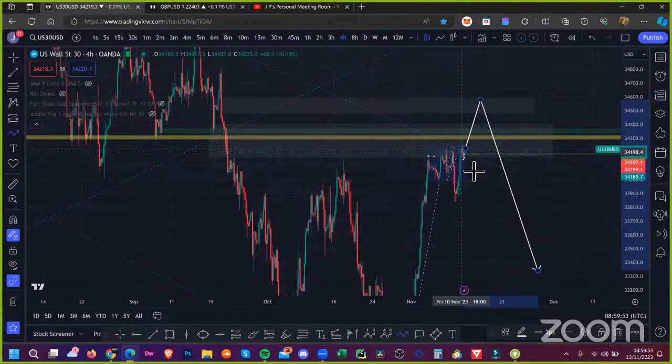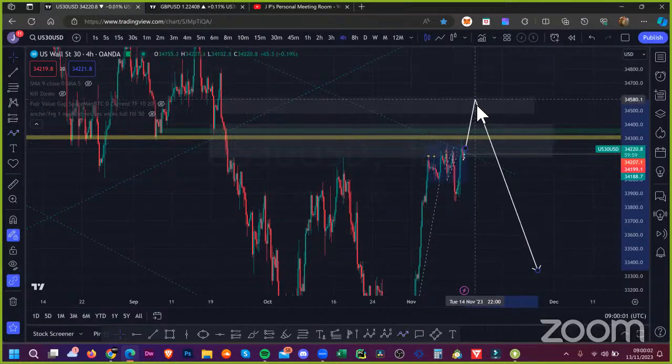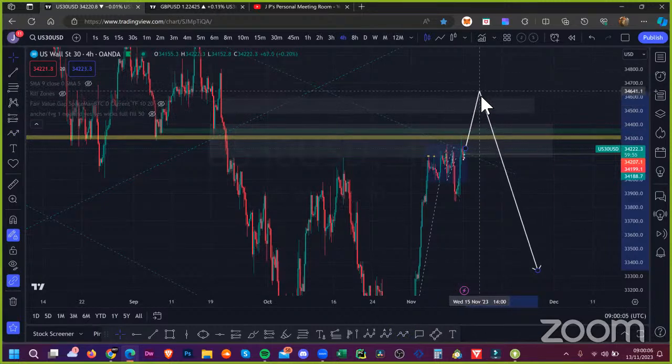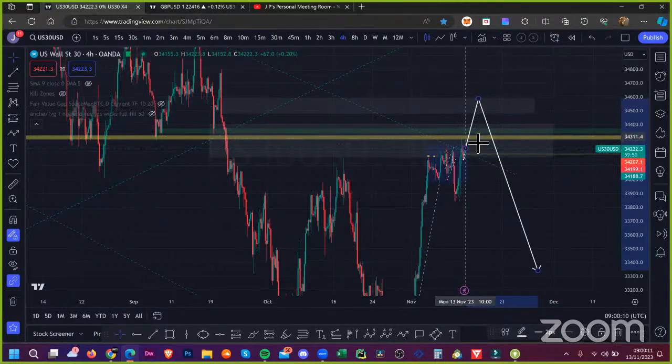Personally, with the US 30, I'm not going to be in any way, shape, or form trying to buy this market until we clear this kind of area. I want to sell this market. It's the only thing I'm interested in, but I've got a feeling that in line with GU, we might see it being stubborn on a Monday and pushing up into these levels before deciding to turn over.